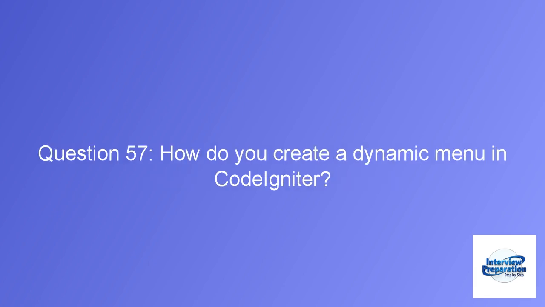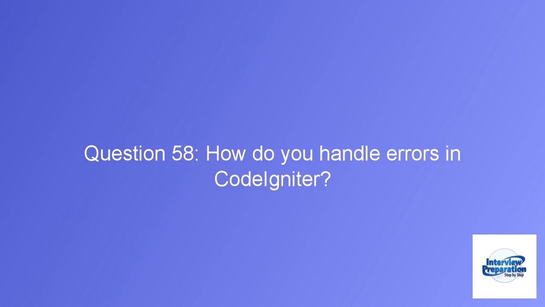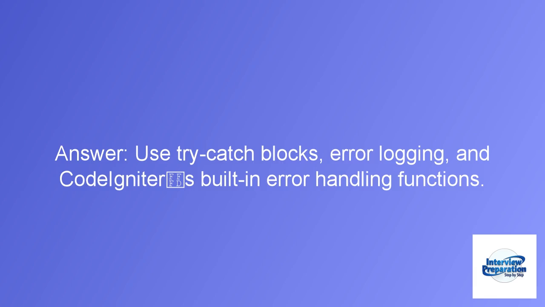Question 57. How do you create a dynamic menu in CodeIgniter? Answer. Store menu items in a database and fetch them dynamically in views. Question 58. How do you handle errors in CodeIgniter? Answer. Use try-catch blocks, error logging, and CodeIgniter's built-in error handling functions.